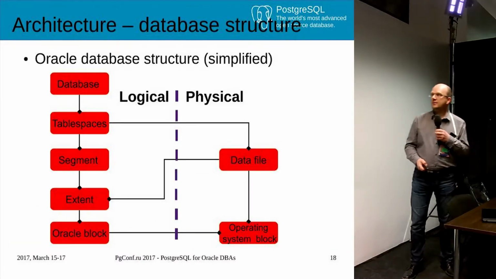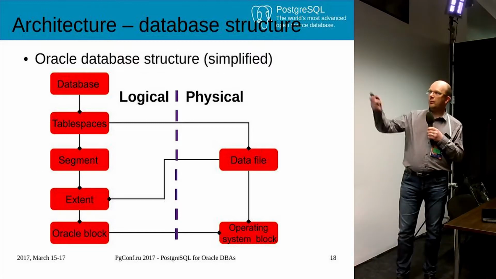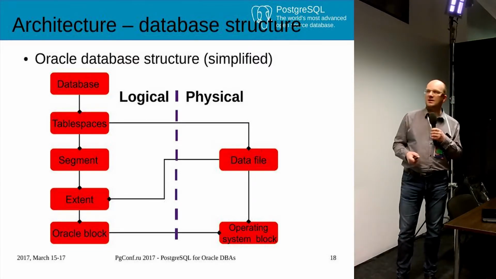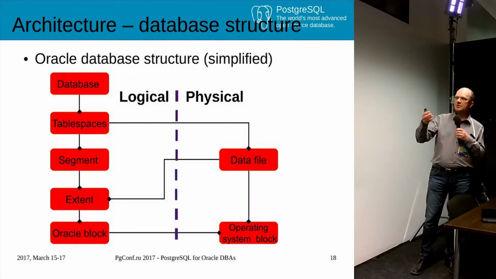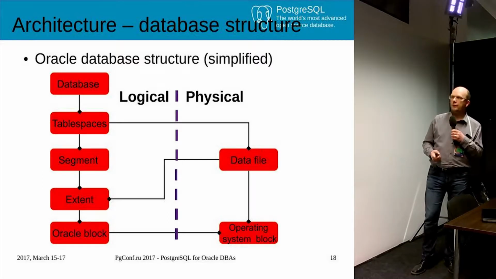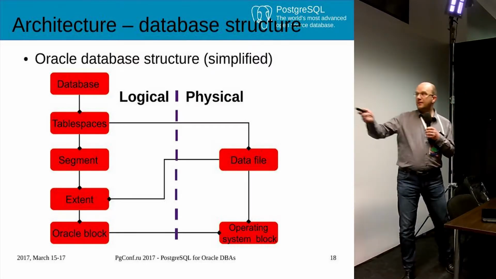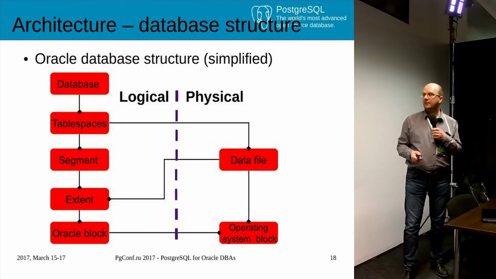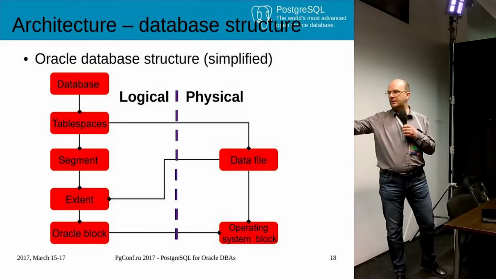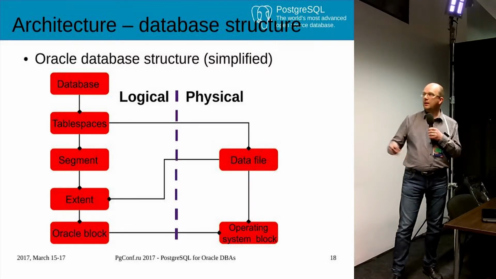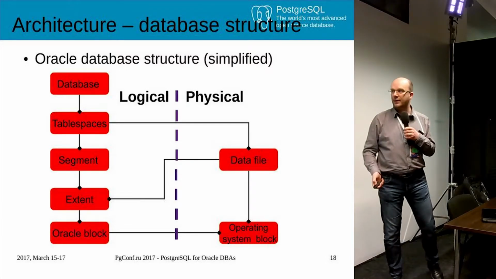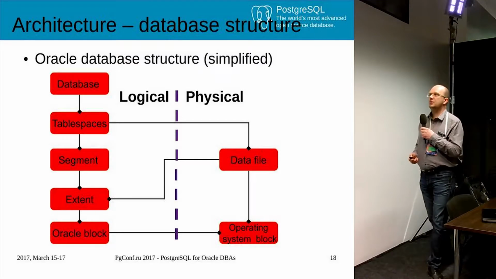The Oracle database structure, I think it's well known. We might have a database which consists of a set of tablespaces, and the tablespace consists of segments, which are built up of extents, and the extents consist of Oracle blocks. The tablespace consists of one or multiple data files, and for sure the data file is made of operating system blocks, and the data file refers to multiple extents from the logical side.